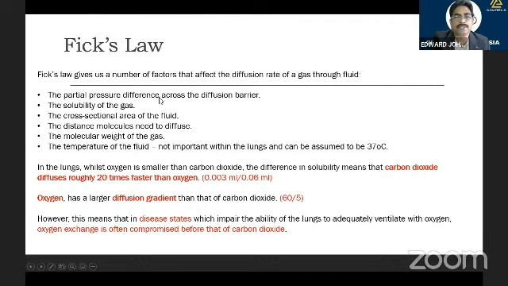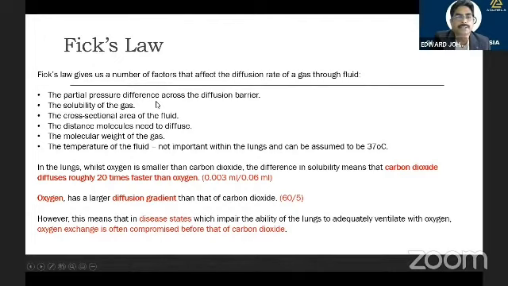That is the partial pressure difference across the diffusion barrier. That is the partial pressure difference across the alveoli. The partial pressure in the alveoli is 100 mm of mercury, and in the plasma it is 40 mm of mercury. So it is a difference of 60 mm of mercury. That determines the diffusion of the oxygen across the alveolar capillary membrane.